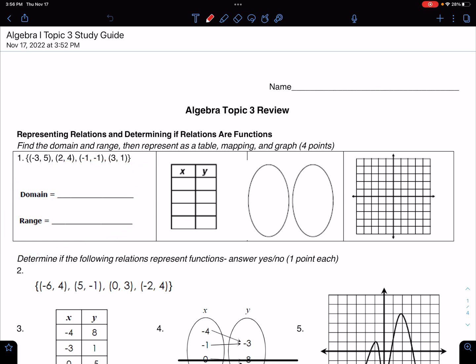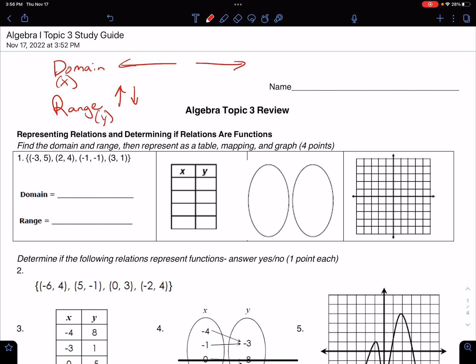Okay, I want you to remember domain. So domain is how far left you can go and how far right you can go. And those are associated with the x's. Then we have the range, and that's how far up you can go and how far down you can go. Okay, and that's associated with the y's.